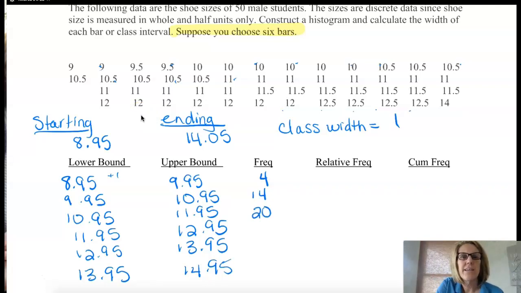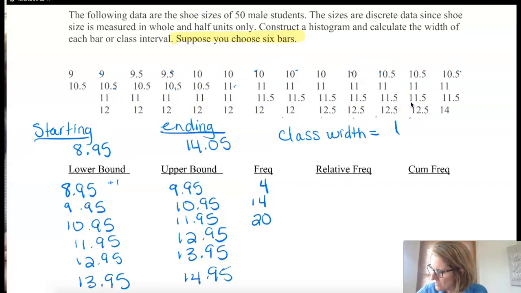Let me just double check that one. Okay, and then 11.95 to 12.95. 1, 2, 3, 4, 5, 6, 7, 8, 9, 10, 11. And then 12.95 to 13.95. I don't have any in that group. And then I just have 1 in this last group.